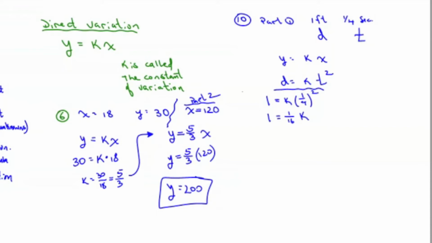Multiply both sides by 16, and you get K is equal to 16. All right, that finishes off the first part. We found our constant of variation. All right, part two, start all over again, except plug in that K equals 16. So we start with D equals KT squared, but K in this case is 16, so D equals 16 T squared.